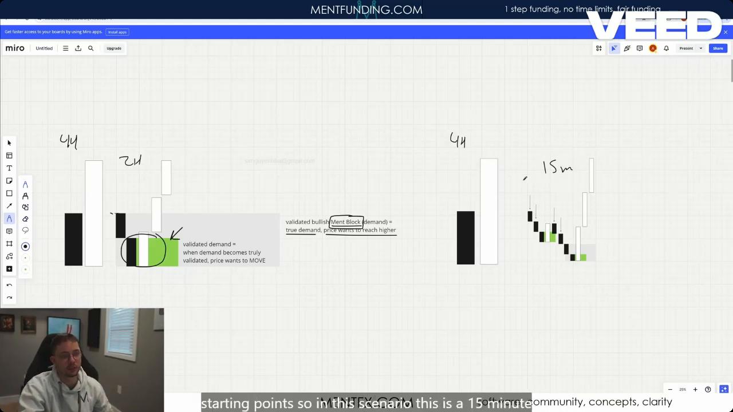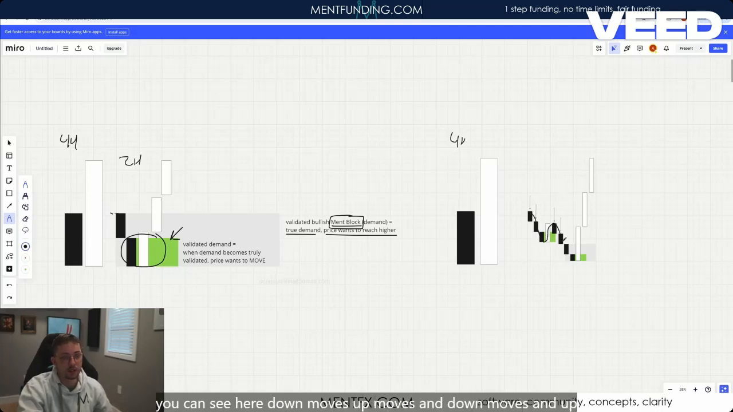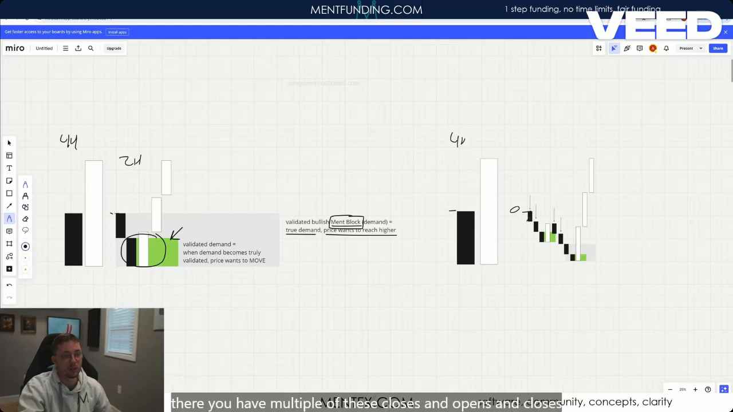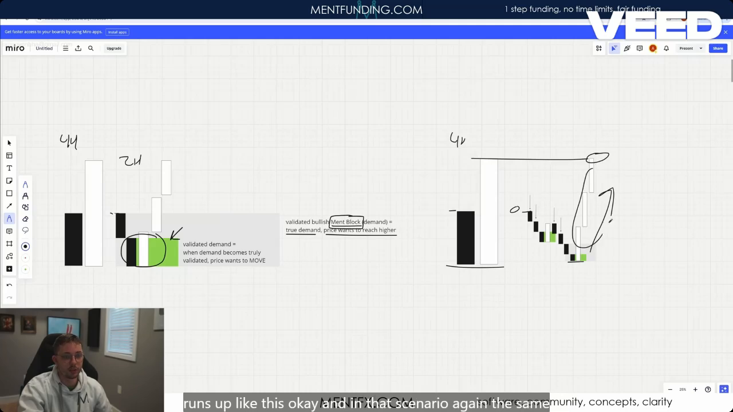So in this scenario, this is a 15-minute, which is, again, this lower time frame. This action here will be broken up, and that action might be broken up into, as you can see here, down moves, up moves, and down moves and up moves, right? And then comes the finale, right? This could be made up of an open here, that's that open. Within there, you have multiple of these closes and opens and closes and opens, etc., to make that low, which would be this low, to then make this high, which is this high, and maybe it just runs up like this, okay?